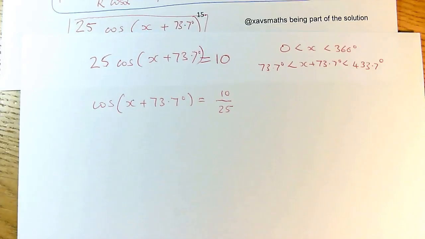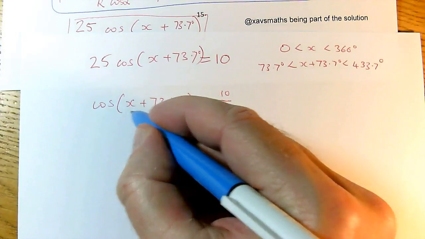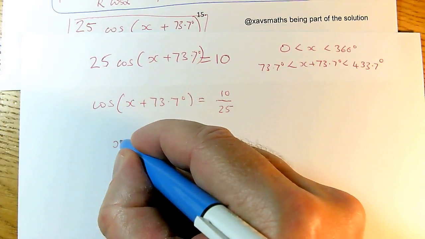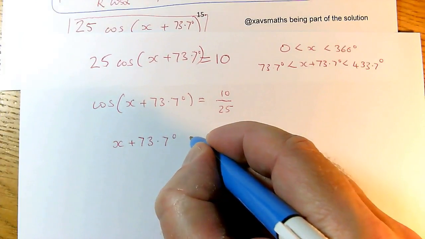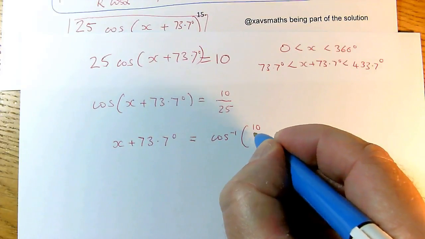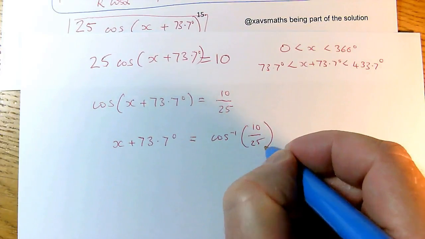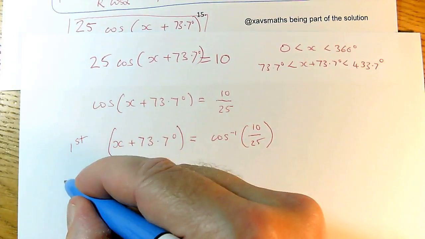So this is the method that you learned in Core 2 when you're solving a trig equation and the thing in the bracket isn't just a plain x. So sometimes you use another letter for what's in the brackets. I haven't bothered this time. So x plus 73.7 degrees, well, it could be inverse cos of 10 over 25. That's my first solution. And it's important that we get all the solutions for the bracket.